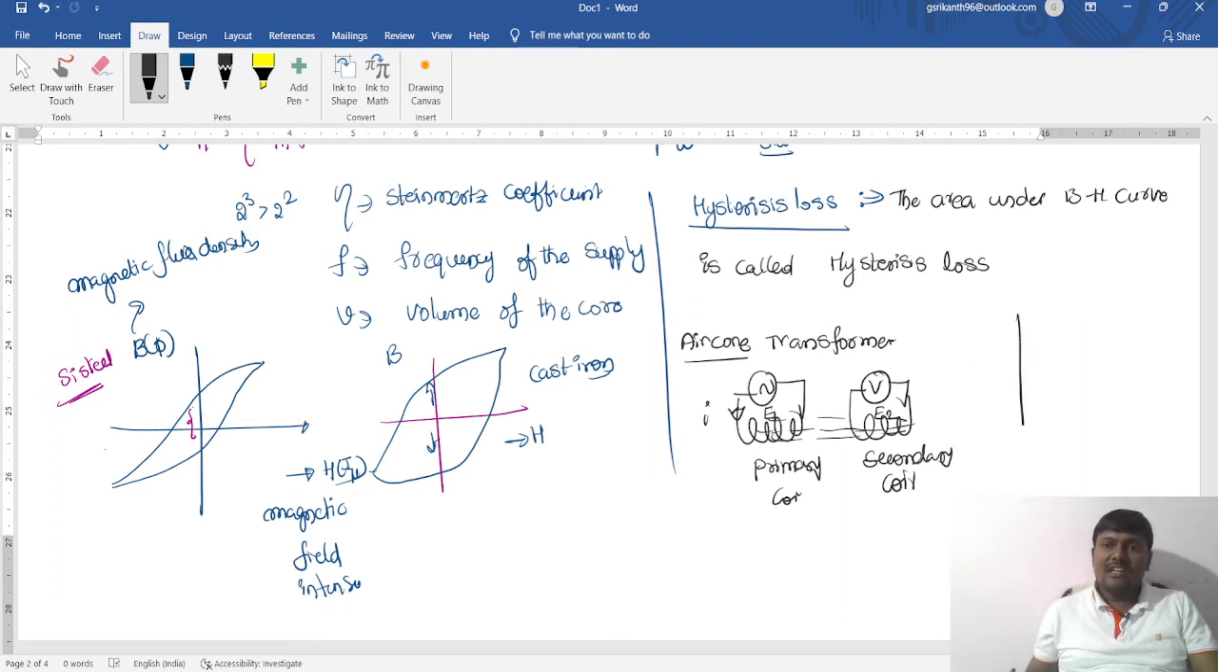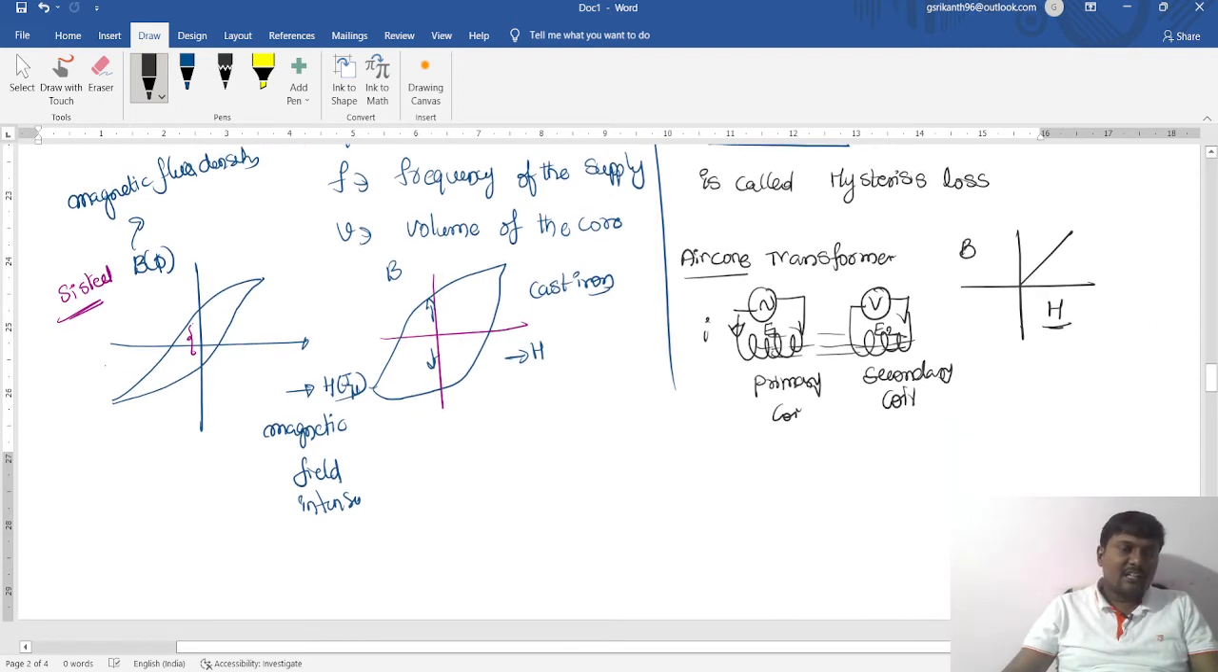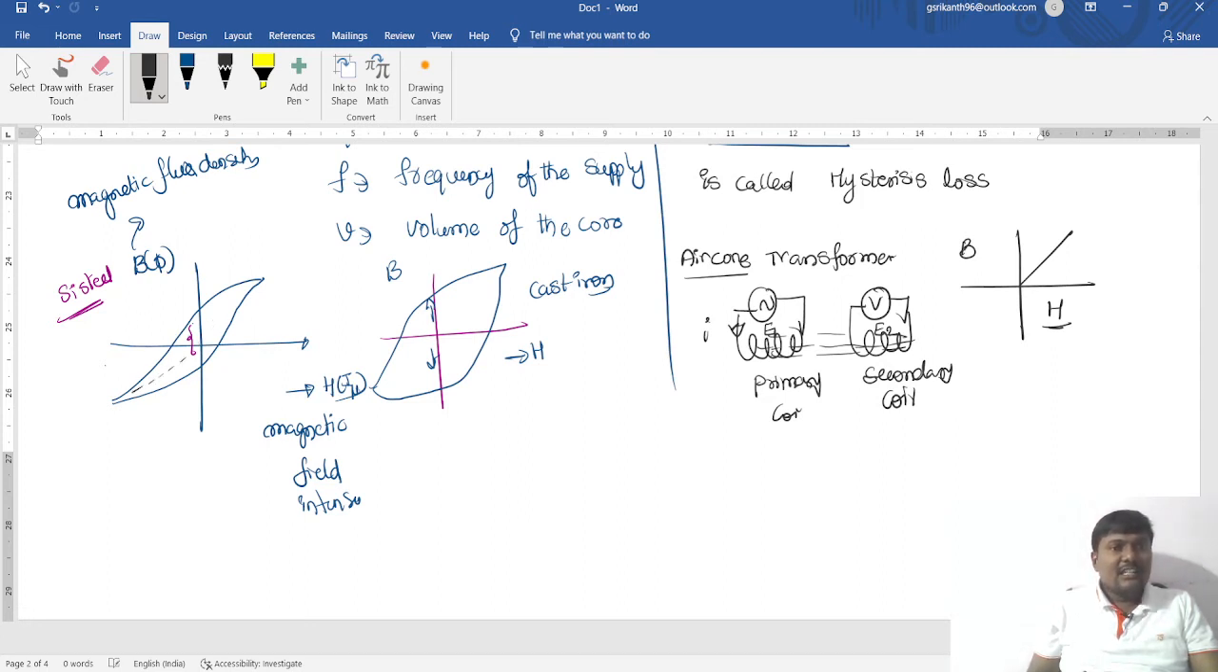For air, the BH curve is linear. But because of the material property, the BH curve is non-linear.